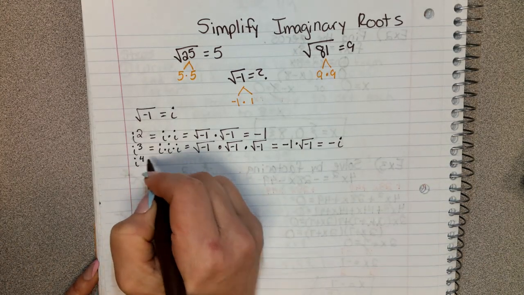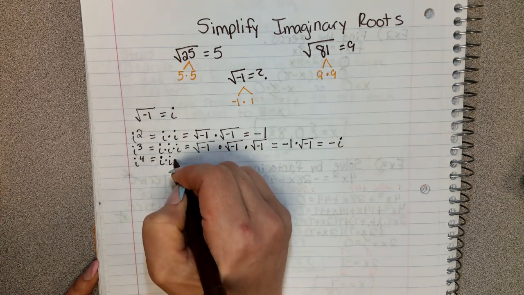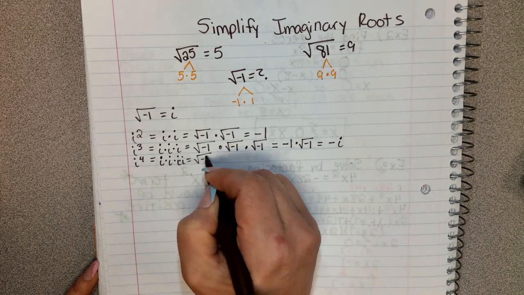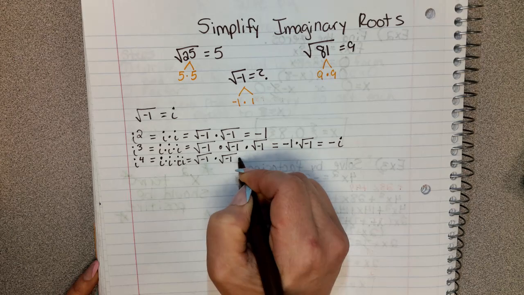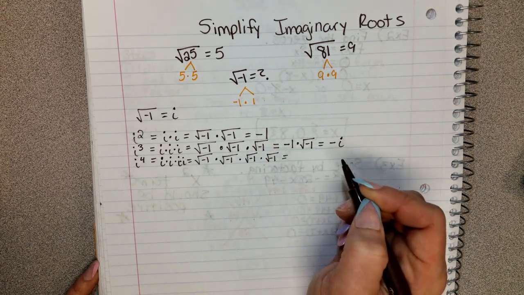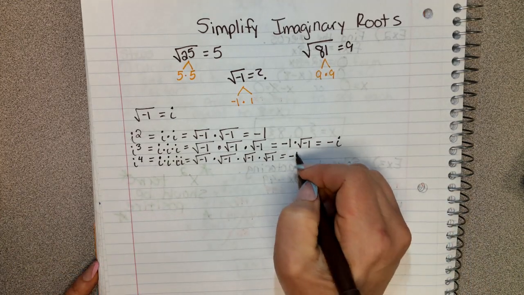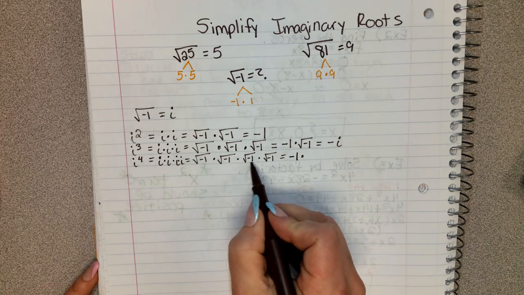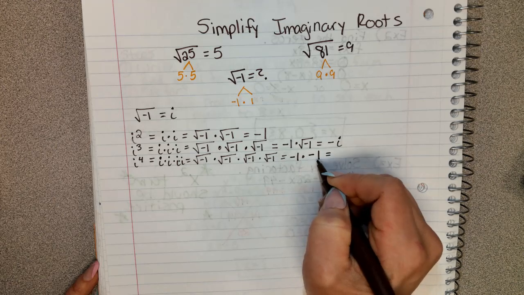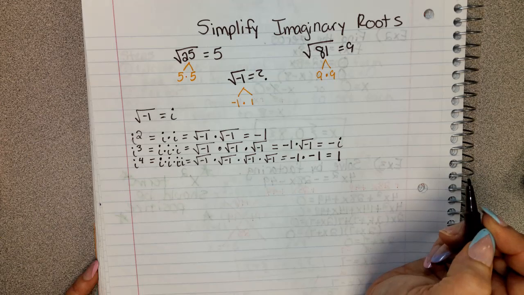What is i to the 4? Well, that's i times i times i times i, which is the square root of negative 1 times the square root of negative 1 times the square root of negative 1 times the square root of negative 1. If I multiply the first two, I get negative 1. And if I multiply these two, I also get negative 1. So negative 1 times negative 1 is 1. Isn't i a really cool number?